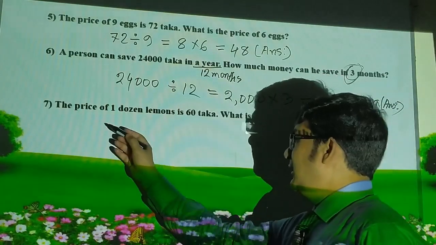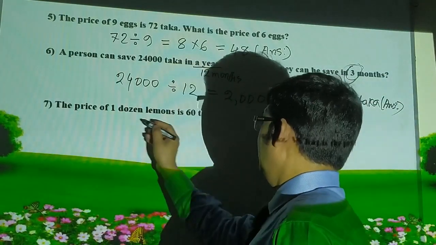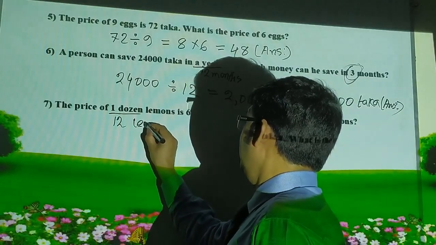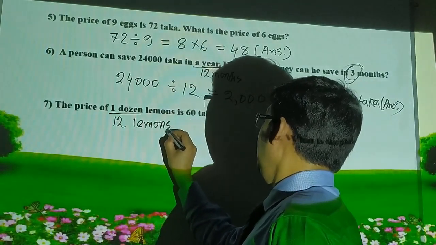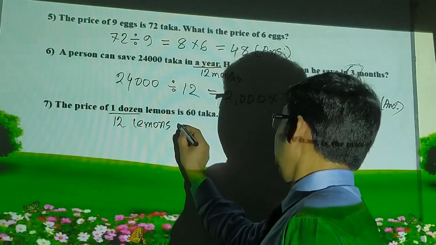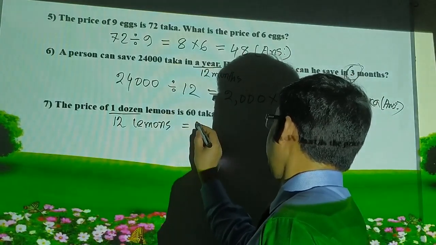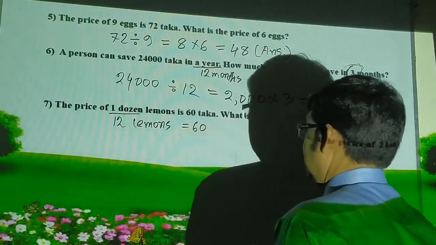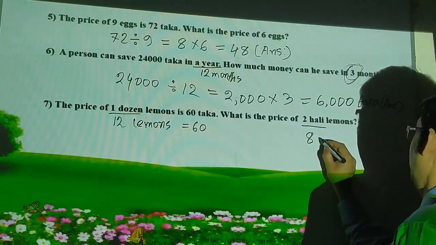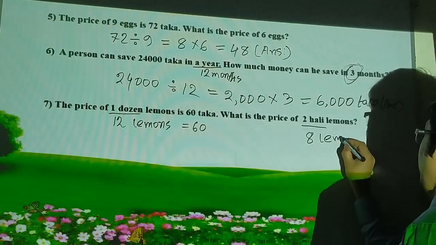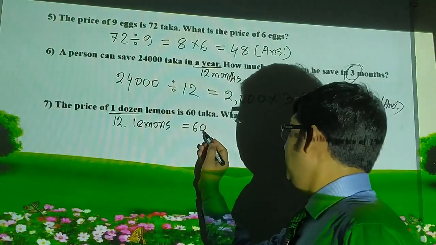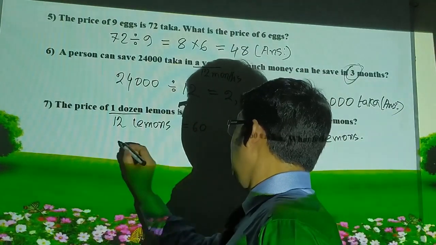And another, the price of 1 dozen lemon. 1 dozen means 12 lemon. 12 lemon is 60 taka, right? 12 lemons equal to 60 taka. So 1 dozen means 12 lemon, and 2 halis means 8 lemons. 8 lemons, okay, my students. So 12 lemons is 60 taka, okay.